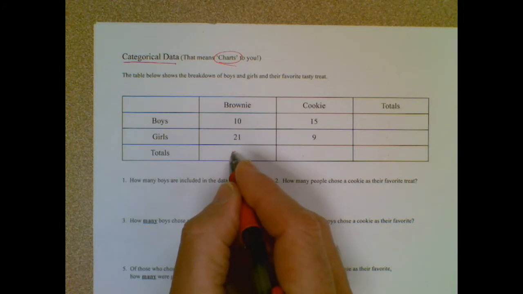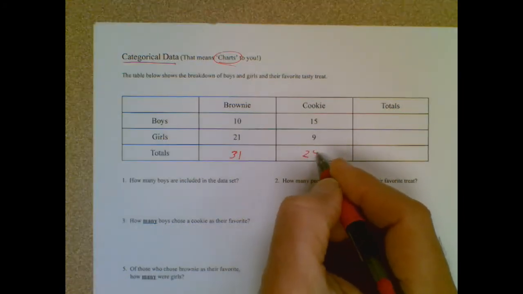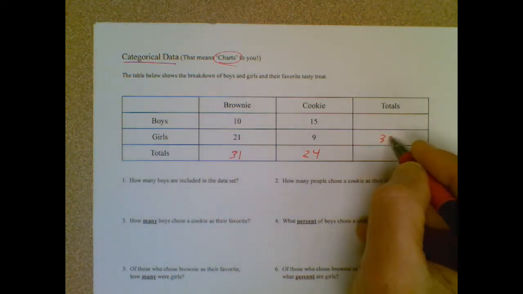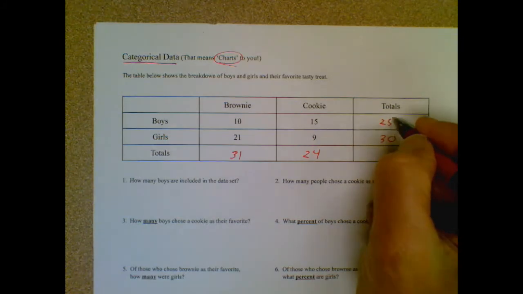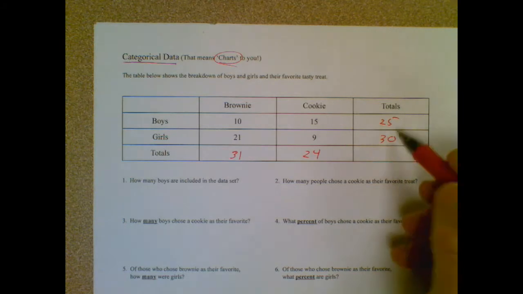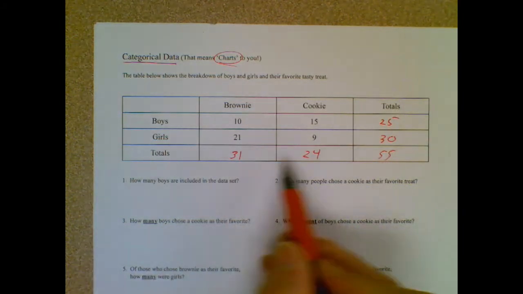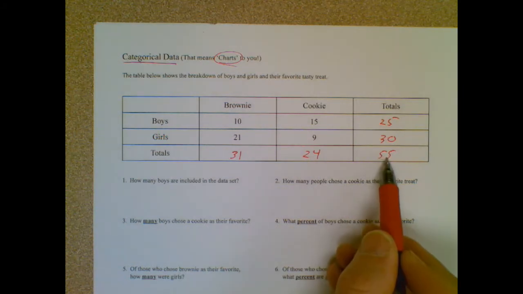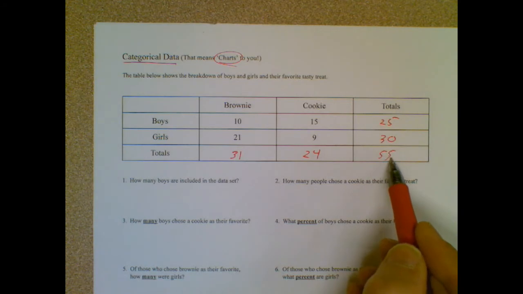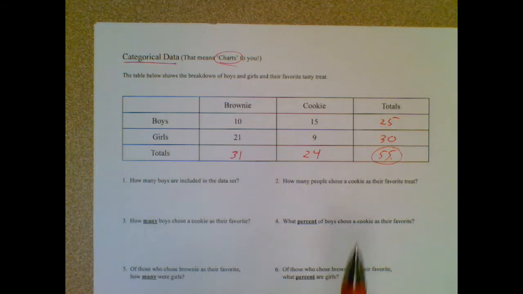If I look at this, we had 31 people say they selected a brownie, and 24 people say they selected a cookie. There must have been, if I add up across, 30 girls in the survey and 25 guys. So now if things are going according to plan, there are 55 total people in this survey. And if I add up this way, 31 plus 24 also equals 55. So whether I add up this way or this way, I should get the same amount here. That's the total number of people in this survey, and here are their selections.